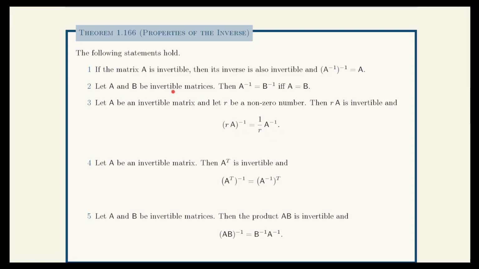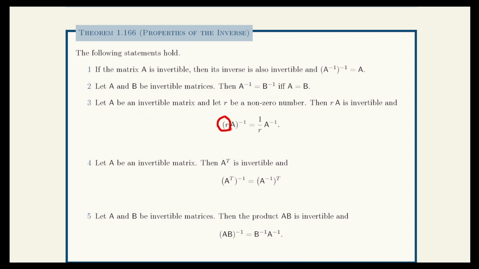If A and B are invertible matrices, this tells you that A inverse is equal to B inverse if and only if A is equal to B. So if A is equal to B, their inverses are equal, and if the inverses are equal, then A and B are also equal. You can think about this yourself, okay? It's very simple. Okay, the next one is also very important.